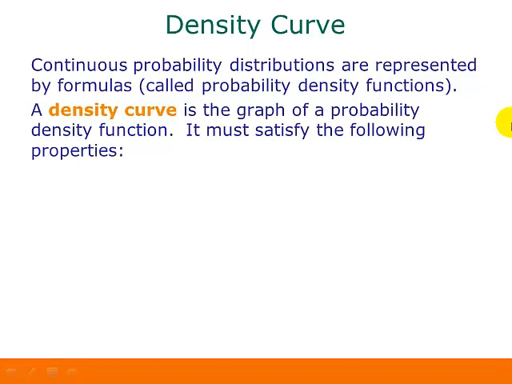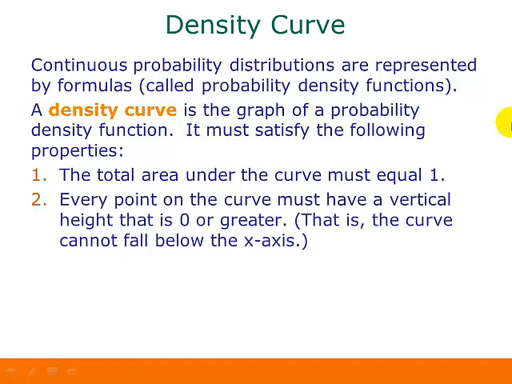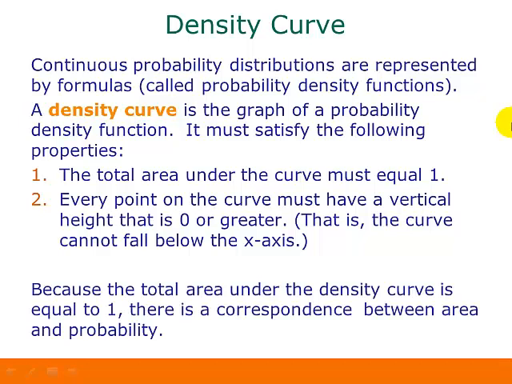A density curve is the graph of a probability density function, and it must satisfy the following properties. First, the total area under the curve must equal 1. And second, every point on the curve must have a vertical height that is 0 or greater. That is, the curve can't fall below the x-axis. Because the total area under the density curve is equal to 1, there is a correspondence between area and probability.